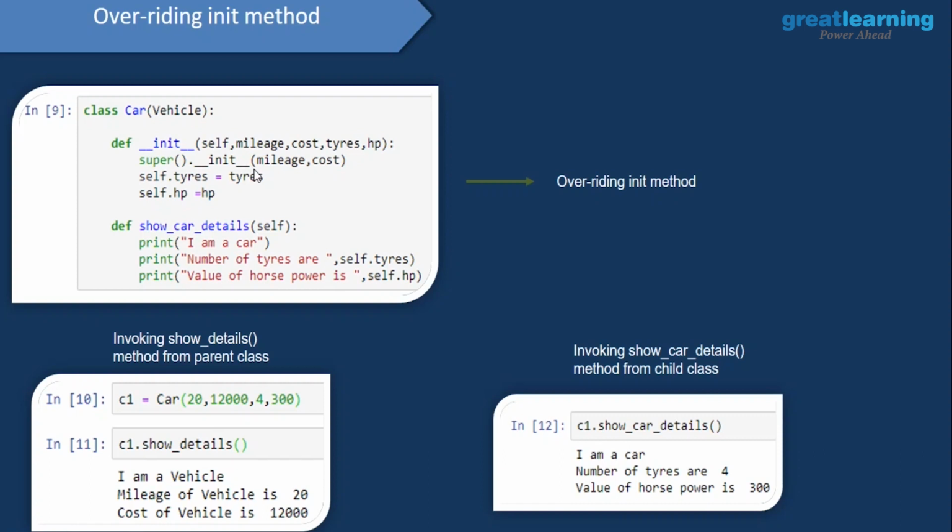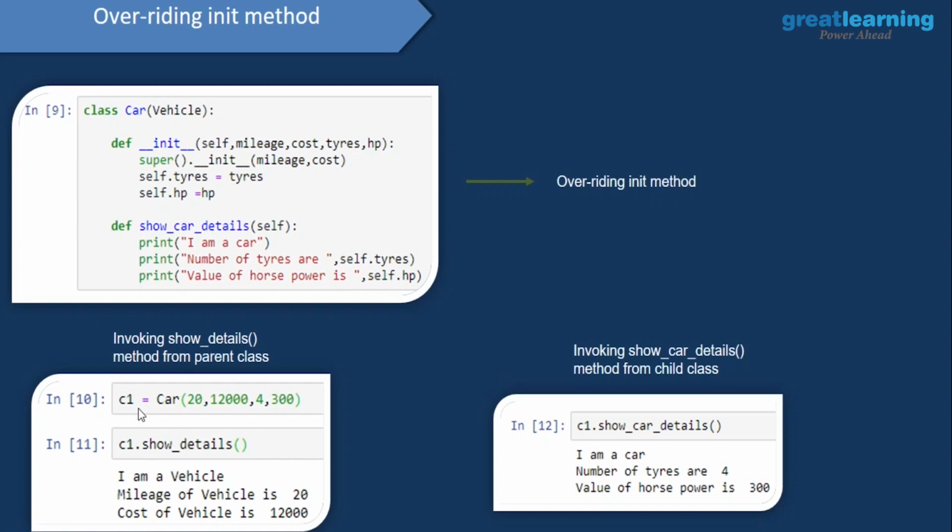And once I assign these values, I would have to show them out. So here I will have def of show car details, and I will print out I am a car. Number of tires are self.tires and value of horsepower is this. And after I create the template of this child class, I can go ahead and create an object of this.